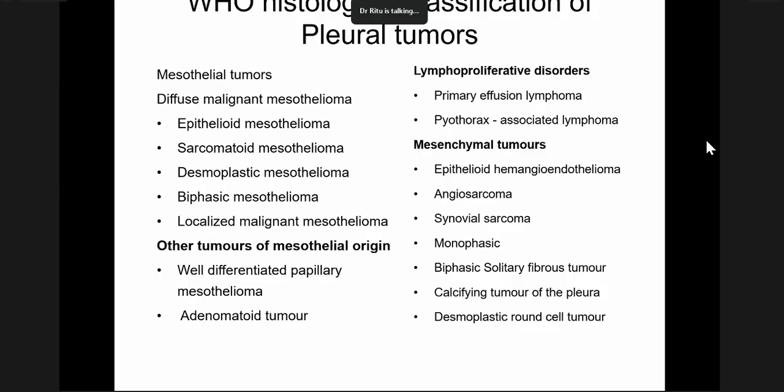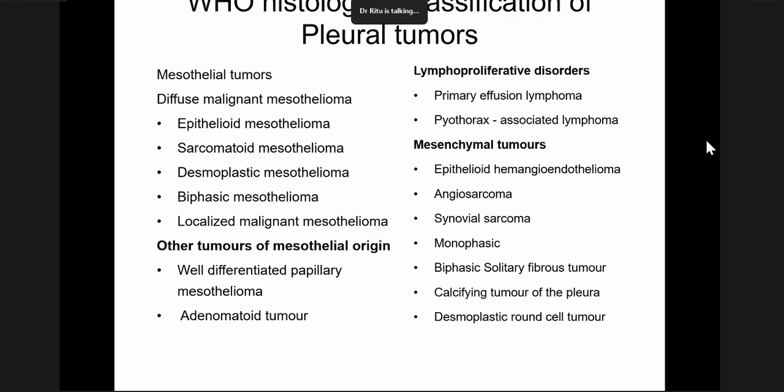Among the mesenchymal tumors, there are angiosarcomas, hemangioendotheliomas, synovial sarcoma, and fibrous tumors of the pleura. They have undergone a lot of different nomenclature change. Initially, they were thought to be benign mesotheliomas. Later on, the nomenclature evolved to call them solitary fibrous tumors. Currently, since we understand them better, we no longer call them solitary, we just call them fibrous tumors of the pleura. And they can be multiple, and they can be benign and malignant.